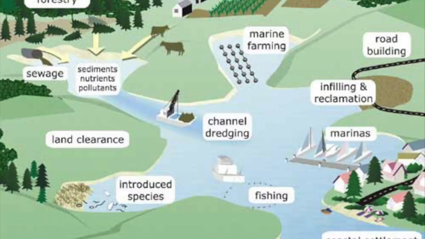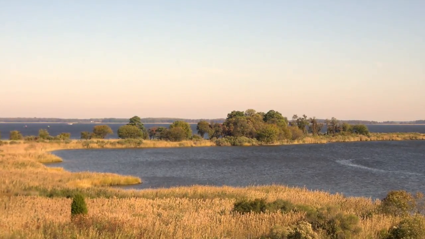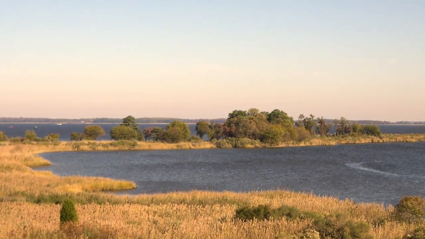Estuaries are found where the river meets the sea and contain brackish water, a mix of salt water from the ocean and fresh water from the river. There are 4 different types of estuaries. The first one is a coastal plain estuary.